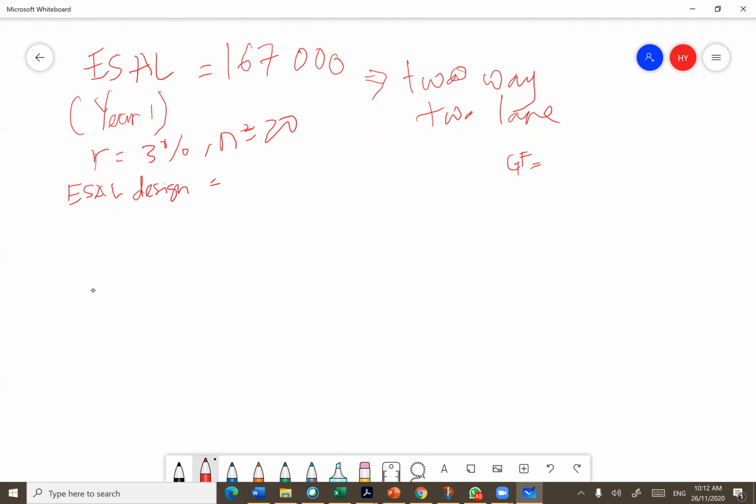Hello? Sekejap, doktor tengah tengok. Oh, tengah cari. Okay. You could calculate either using the formula or you could refer to the table. There are two ways to determine the growth factor.